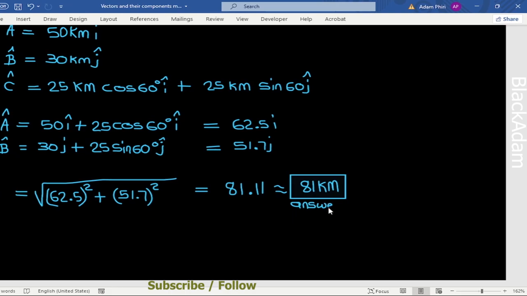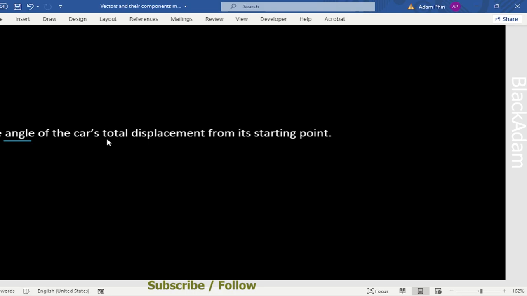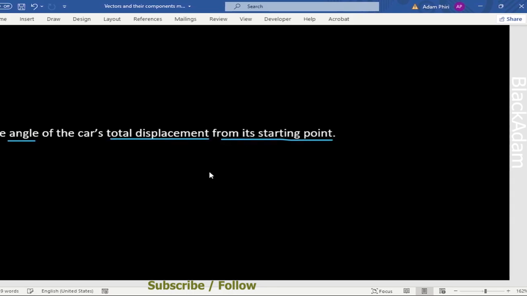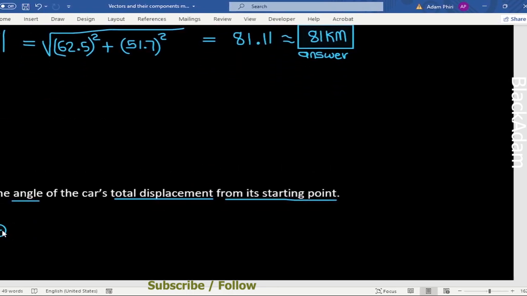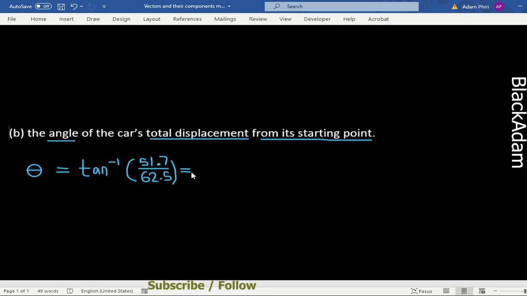So now we answered one part of the question. The other asks what is the direction. So using the direction, we have the angle and the total distance from its starting point. So theta is going to be tan inverse, which means it is the y, which is 51.7, over the x, which is 62.5. So second function tan of that gives us 39.59 degrees. So rounding that off will give us 40 degrees.